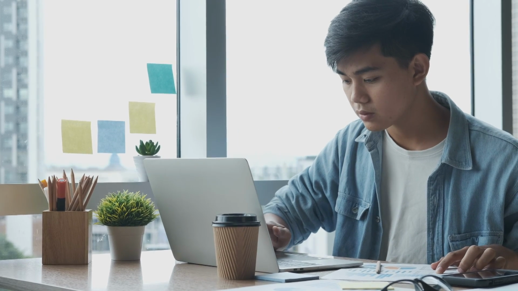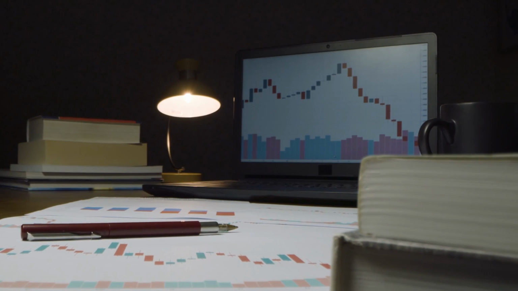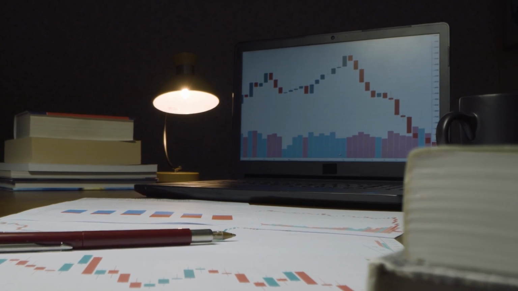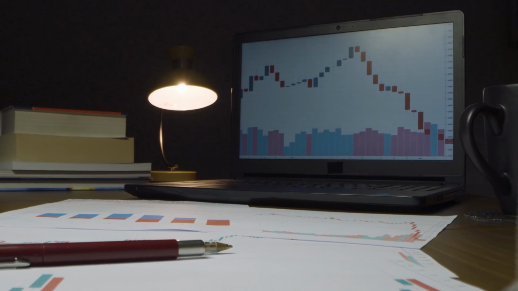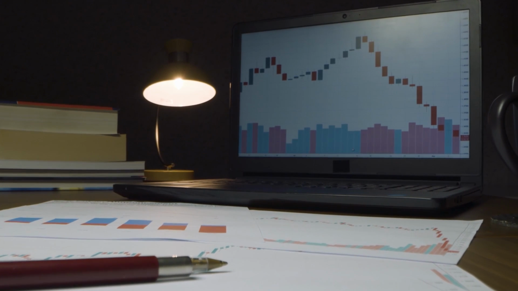Buying puts. A put is a type of options contract that gives the holder the right, but not the obligation, to sell an asset at a specific price between a certain time period. If the price of the asset falls below the strike price before the expiration date, the put holder will profit from the difference.